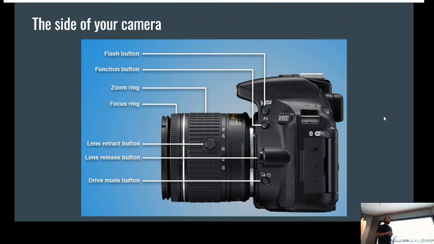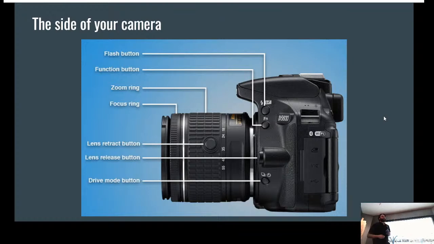So from there, we'll move into the side of the camera. And again, everyone's camera might differ a little bit, so these buttons could be in a different location. This is one of Canon or Nikon's most popular DSLRs before they moved into mirrorless. Probably should make one based on the mirrorless cameras now that that's where we're headed.